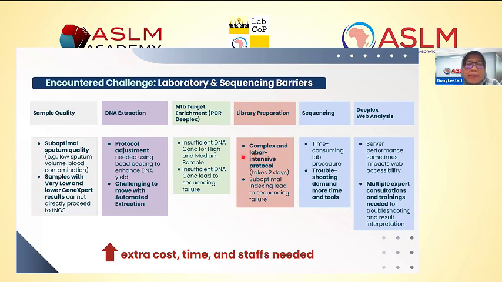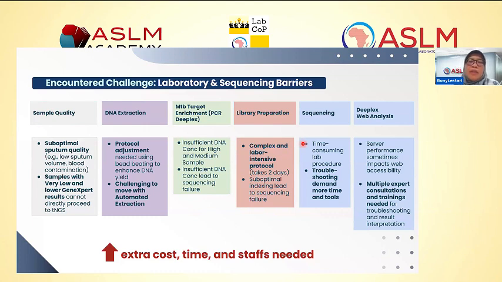And of course, for those working in the labs, you're very familiar with this step. Lib prep is always a complex, labor-intensive protocol. It takes 2 days. We also learned that sometimes there's human error. There's suboptimal indexing that might lead to sequencing failure. And the sequencing itself is a time-consuming lab procedure. We have to do many troubleshooting steps, which demand more time and also more tools.